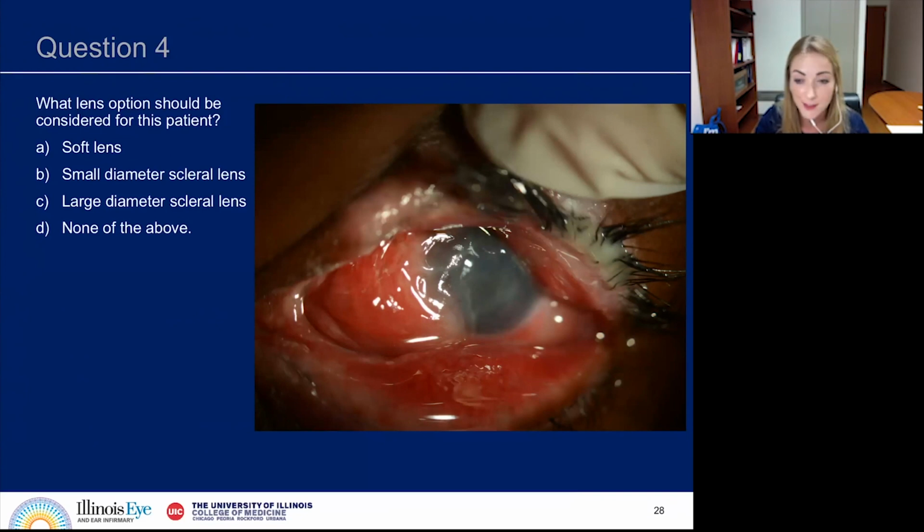However, soft lenses in this patient would likely cause frequent lens loss. And currently, with the edge of the scleral lens on this conjunctiva, it would be really tough to fit this patient.